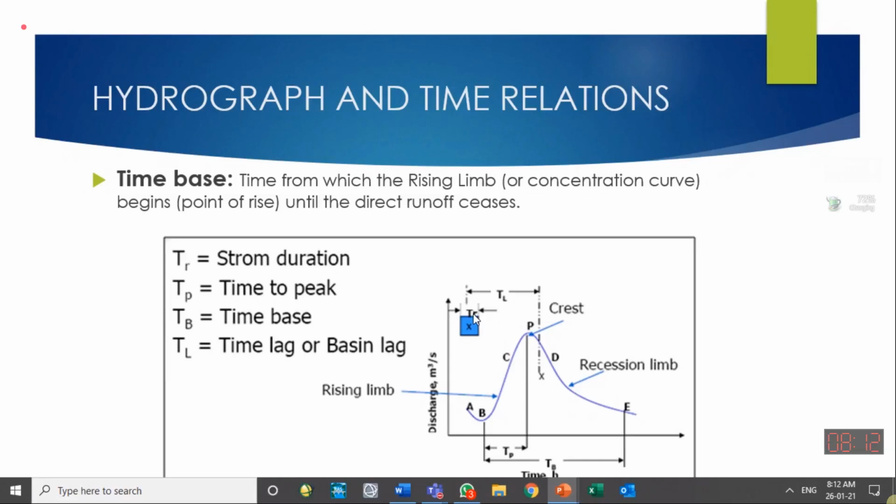And it is not necessary that the hydrograph generated by this storm of TR duration is also of TR duration. The hydrograph usually is not equal to the storm duration. Most of the time it is longer. So the direct runoff hydrograph it has generated, although the base flow will continue whether the storm is there or not.